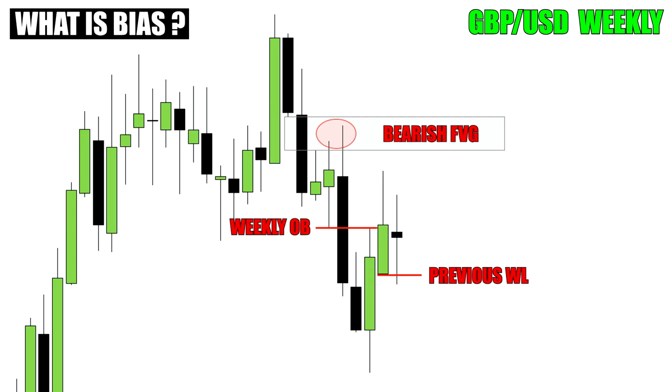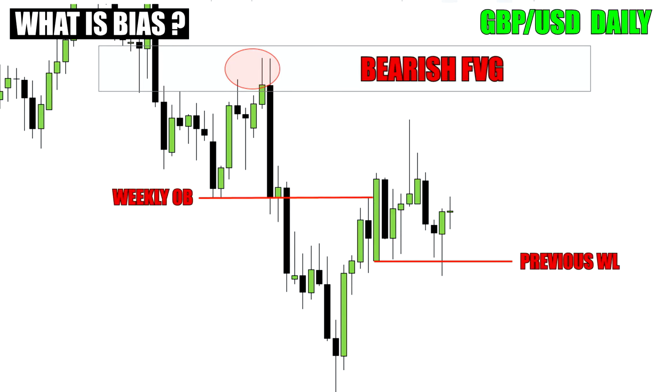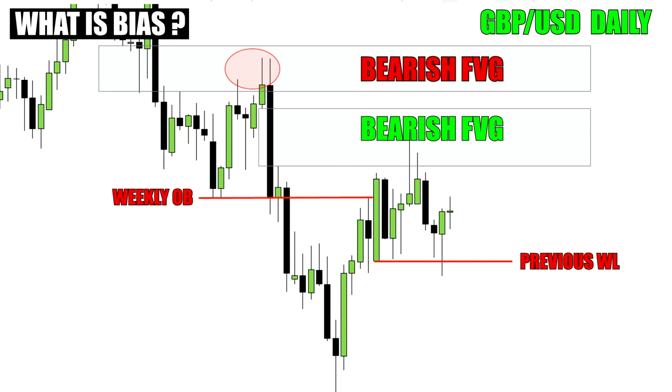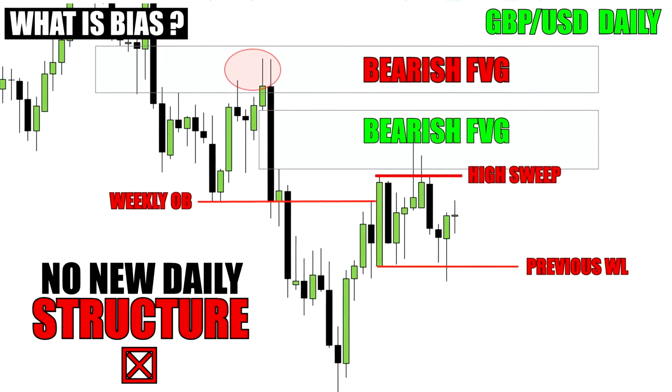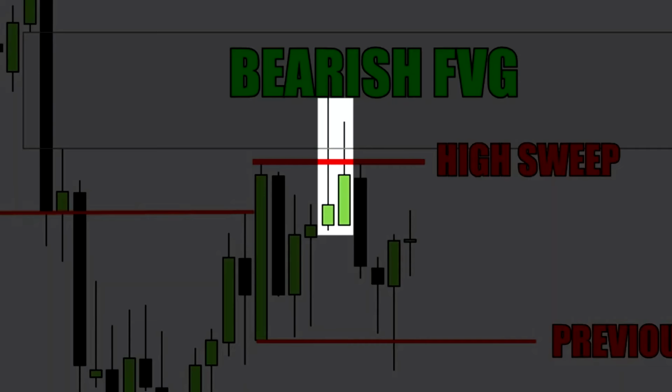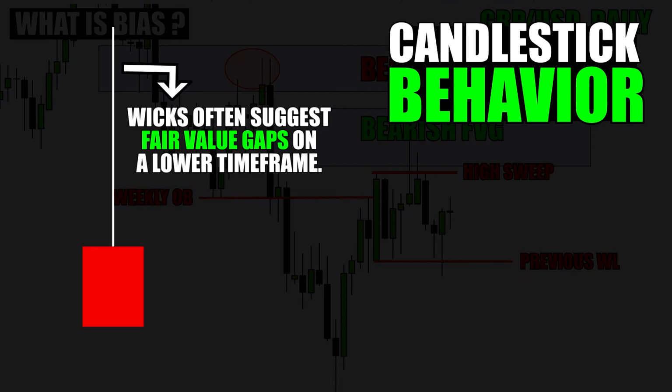To get more clarity, let's zoom into the daily time frame. On the daily chart, price is tapping into a fair value gap. At the same time, we're likely sweeping a recent high. How can we tell? Well, although price breaks above a prior swing high, it fails to form a new daily structure and instead leaves a wick. Based on candlestick behavior, wicks often suggest fair value gaps on a lower time frame.